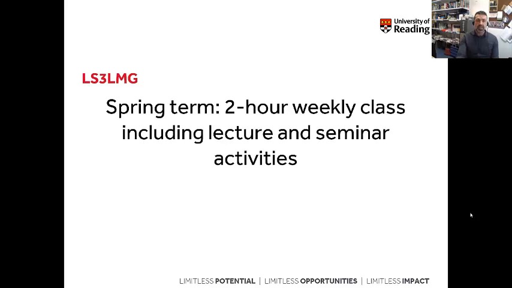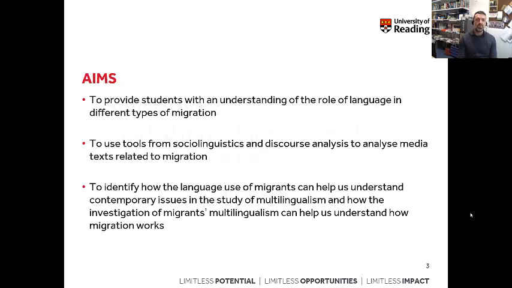The aims of this module are to provide students with an understanding of the role of language in different types of migration. So we look at a whole range of different migrations, forced migration as well as voluntary economic migration, and we try to identify the different language uses, different attitudes towards language, different ways that language and literacy fit into these different forms of migration. And we do that by using different tools from social linguistics and discourse analysis.